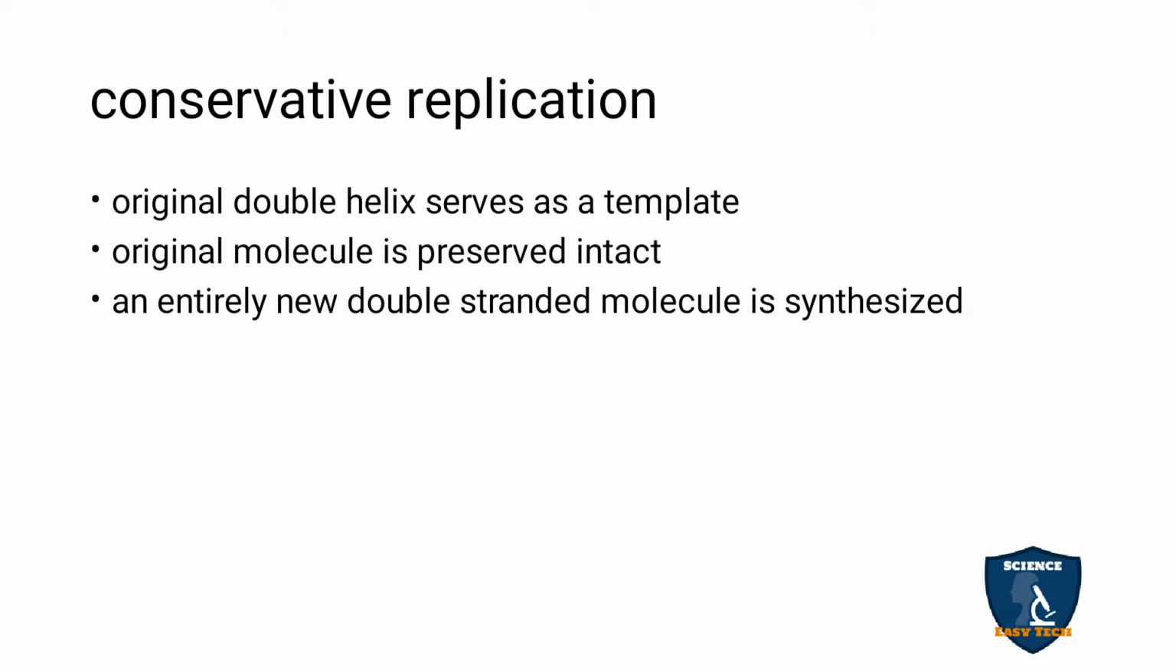The old parental form is kept as it is, and a new strand is formed. A new double helical model is synthesized, the full model is synthesized. That is known as conservative replication.